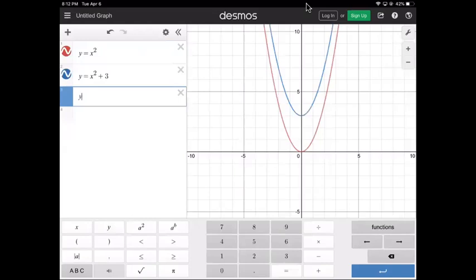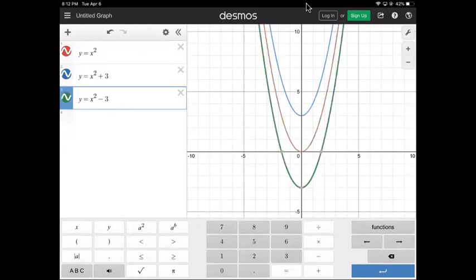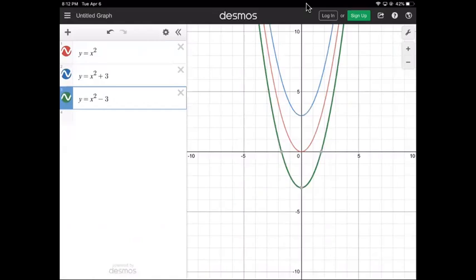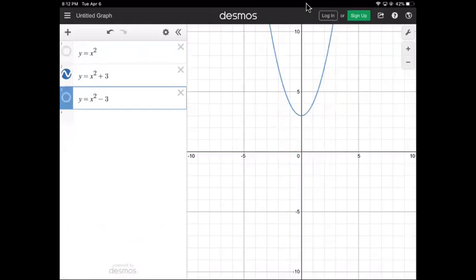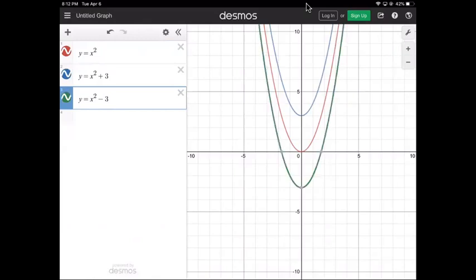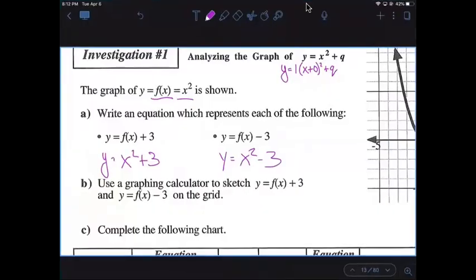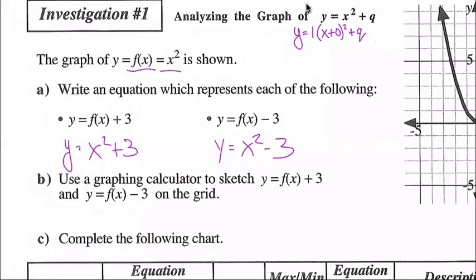And then y is equal to x squared minus 3. What do you think is going to happen with this graph? Minus 3, move down 3 spots. So there is our Joe average parabola, y is equal to x squared, the red line. Y is equal to x squared plus 3, you can see our graph moves up 3. Y is equal to x squared minus 3, you can see our graph moves down 3. So now you can see what happens to our graph just by changing that value of q. What does that value of q do? That value of q moves our graph up and down.